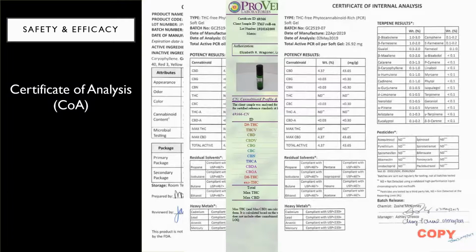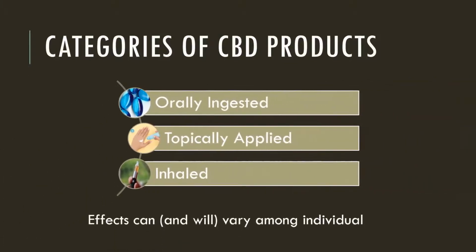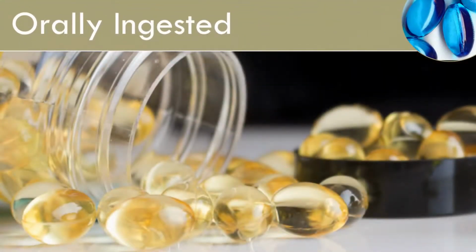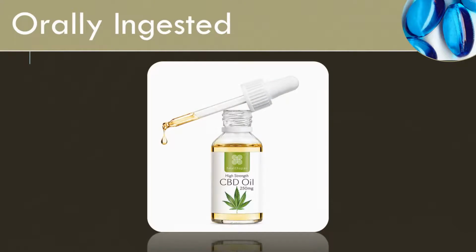Now that you have a better understanding of how these products are manufactured, let's take a look at some of the categories of products that exist. We'll break them down into 3 categories: orally ingested products, topical products, and inhaled products. Orally ingested products include pills. This is an oil that is designed to be placed under the tongue to be absorbed by blood vessels in the mouth to quickly reach the bloodstream. The effects of a sublingual oil are fairly immediate, and it has a comparatively high absorption rate.